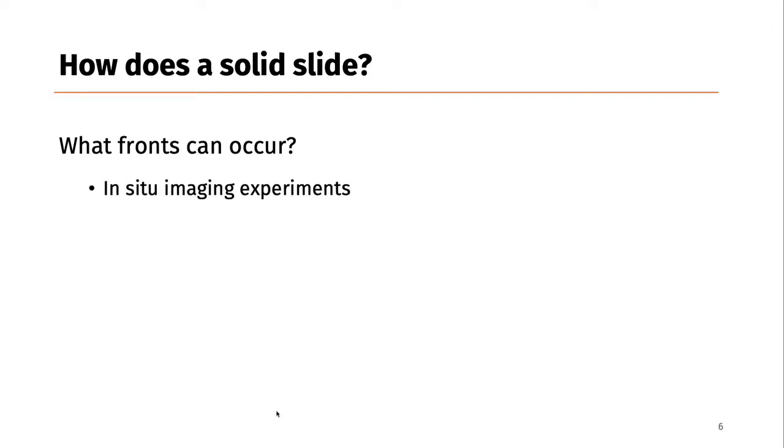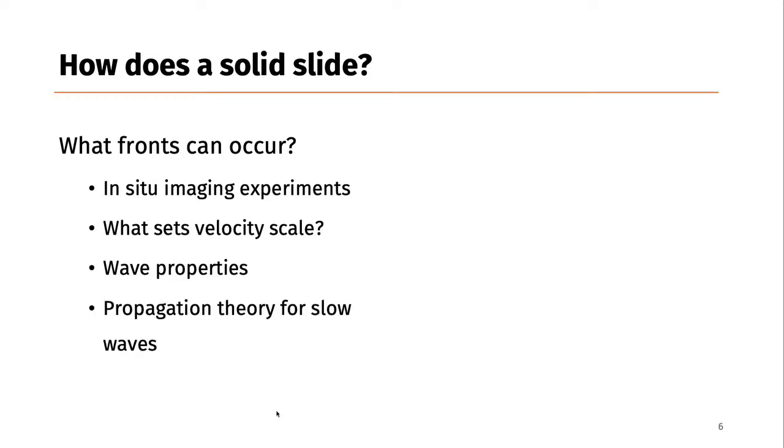And when discussing what types of fronts can occur, I'll talk about some in situ imaging experiments on a typical, prototypical soft contact. And we'll discuss what sets the velocity scale. It turns out that that's a non-trivial question. And we'll discuss some properties of these rupture fronts or waves. And I'll very quickly sketch out a theory for the propagation of these waves. Okay, this theory is, again, like I said, this stuff is published. The theory is severely limited. We'll see the limitations. And that leads to the second part, which asks the question why they occur, right?